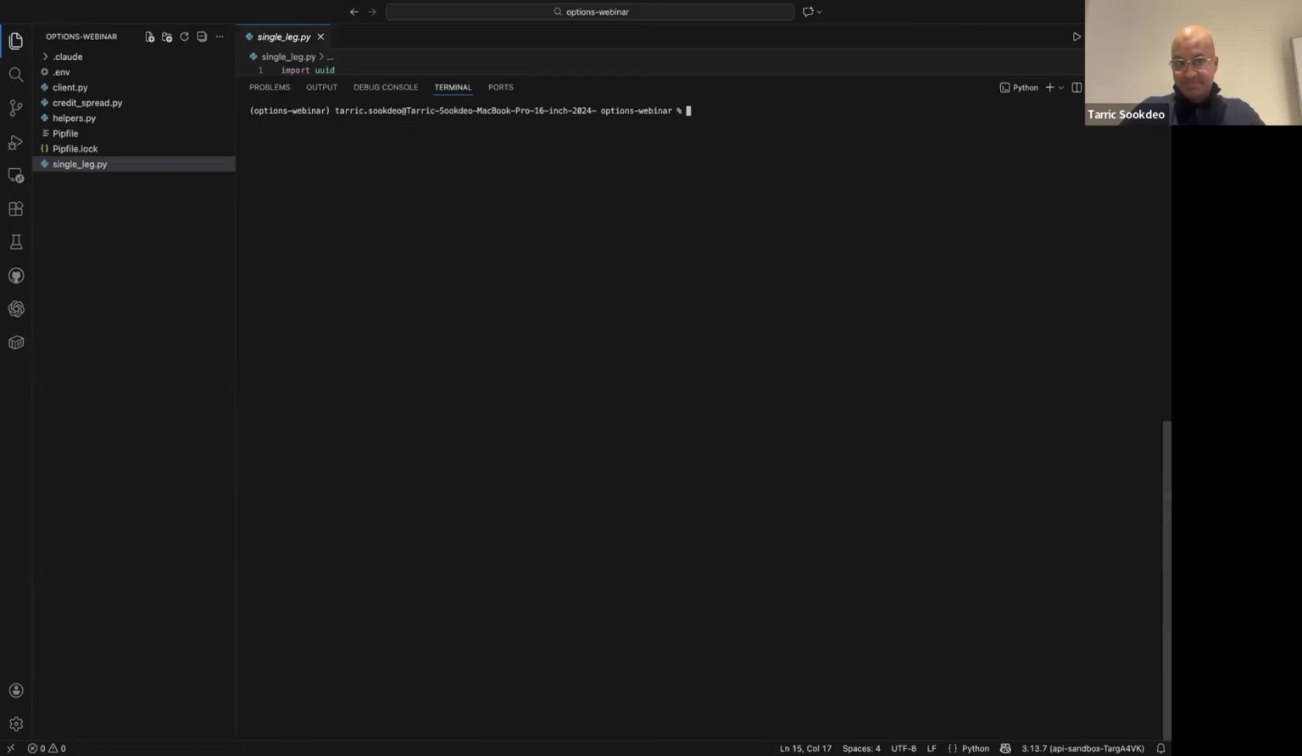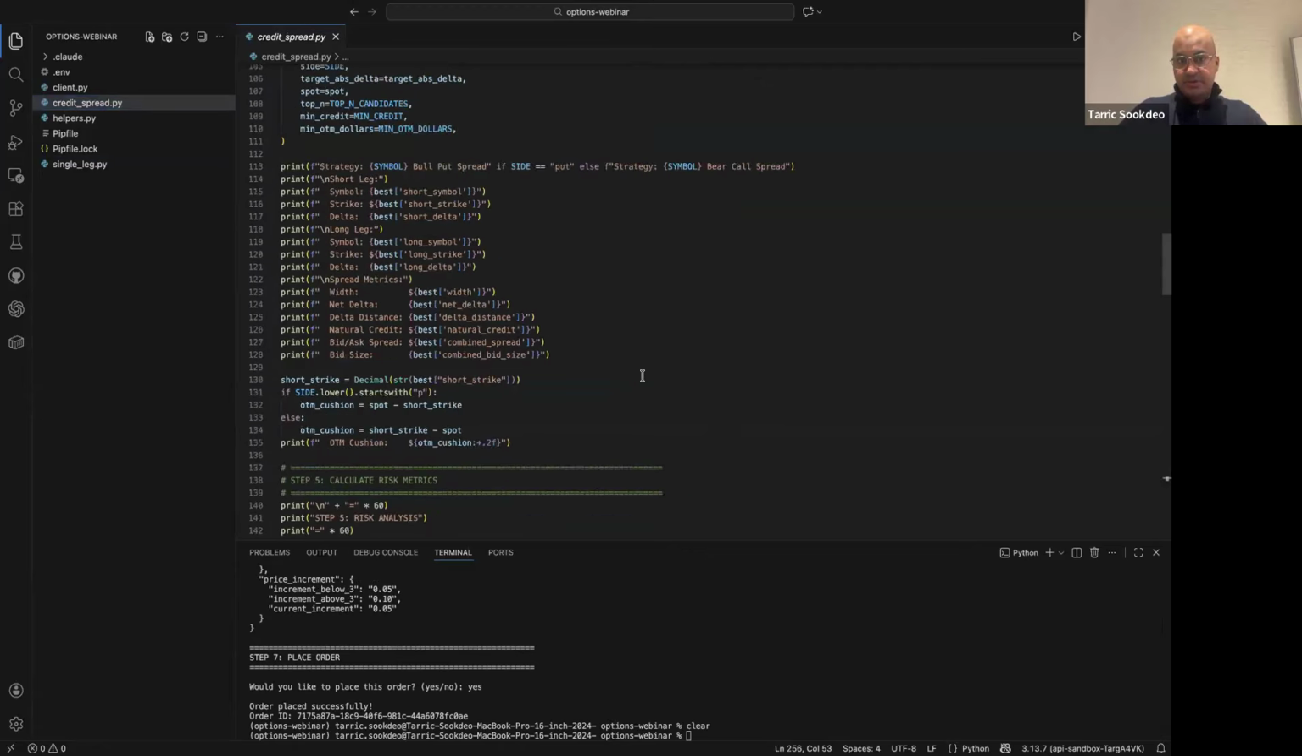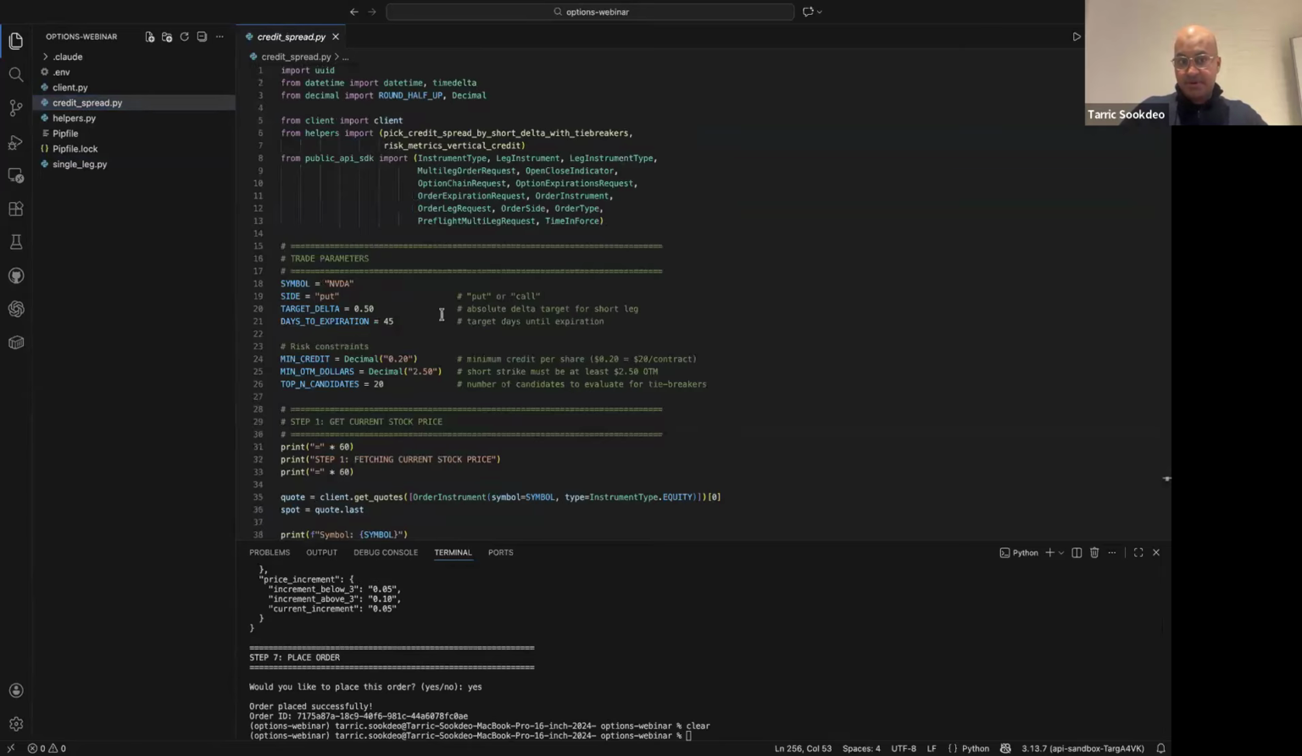But most people aren't just trading single leg strategies, they're also trading more complex multi-leg strategies. This includes spreads, condors, butterflies, you name it. And you can also run those on our platform. I have this script here called credit spreads, and it runs a very similar workflow, but it's working in the manner for a credit spread versus a single leg option.